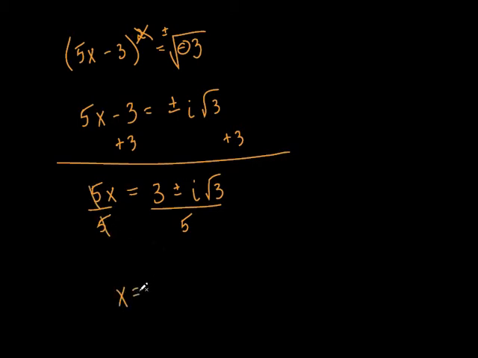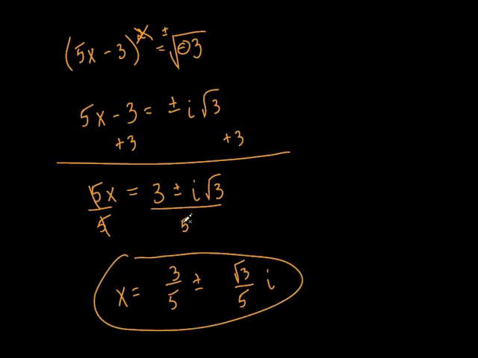What's another way you could write it, though? You could split it up, couldn't you? 3 over 5, plus or minus, and then I guess put the i there, right, since you have a square root, and then square root of 3 over 5. And that would be okay, or you could take this i and put it over here, right, if you wanted to do it like that. That's probably the best way to write it like that.